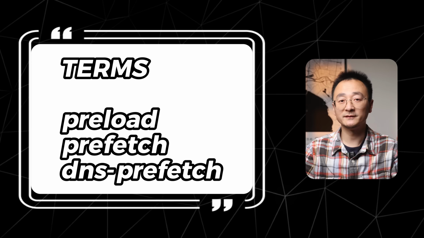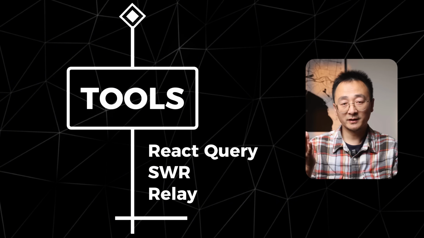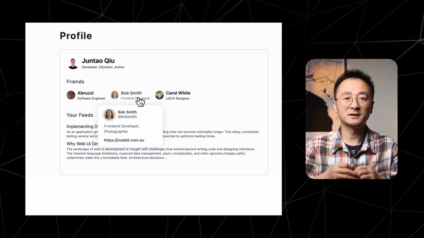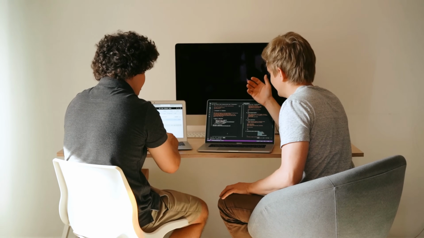In this episode, I will walk you through the difference between those terms: preload, prefetch, dns-prefetch, how tools like React Query, SWR, or Relay preload data, and real-world examples like hover, trigger, dialog, and profile cards. By the end, you will know what to use, when to use it, and why it matters. Not just in theory, but in practice. You will see how preloading the right code or data at the right time can make your application feel instant, reduce the number of spinners, and avoid costly delays.